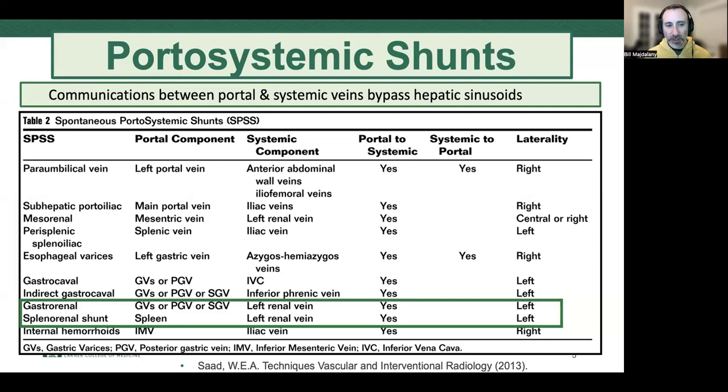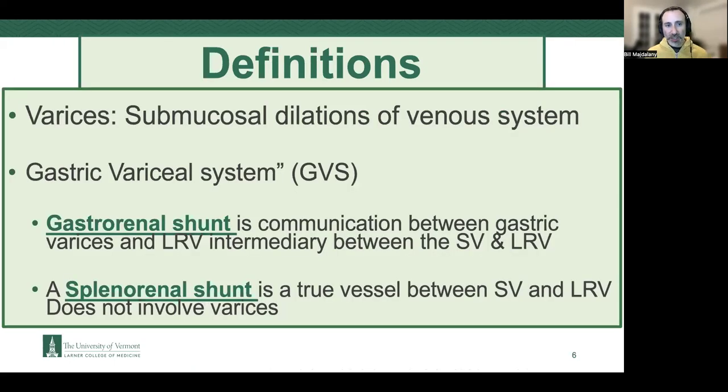We're going to focus on gastric varices when we discuss variceal sclerotherapy, and in particular, the shunts that we're going to focus the most on are going to be gastrorenal or splenorenal shunts. If I could just distinguish what varices are as well as the gastric variceal system. Varices are submucosal dilation of the venous system.